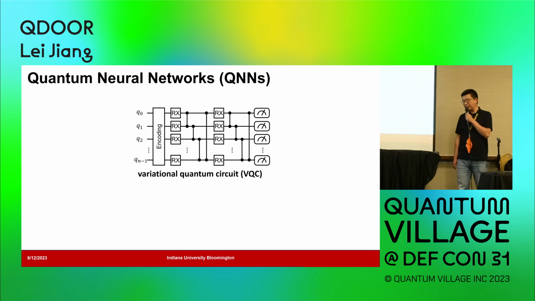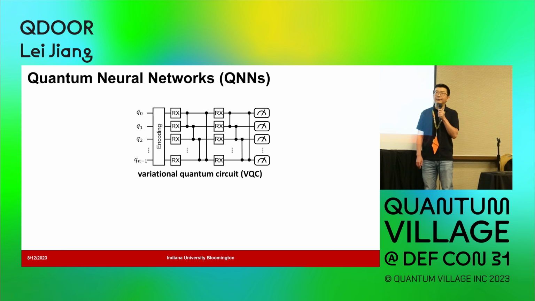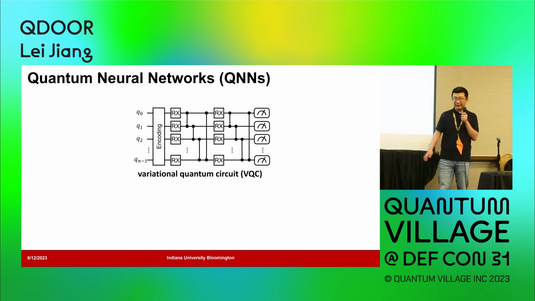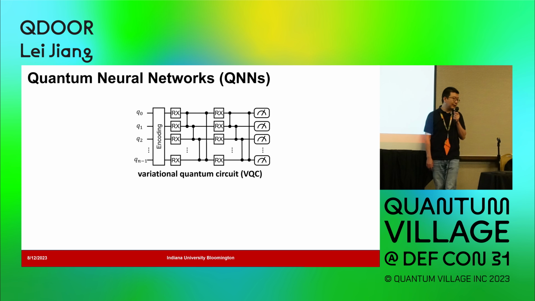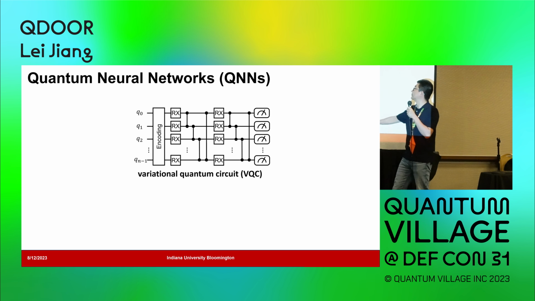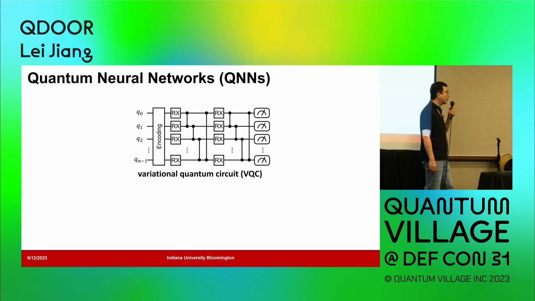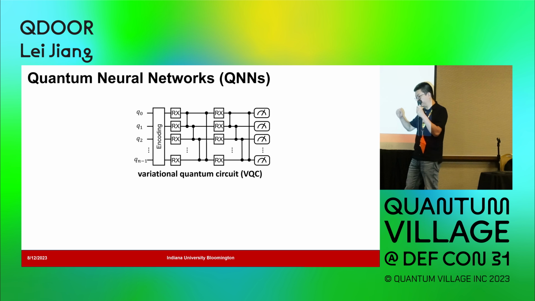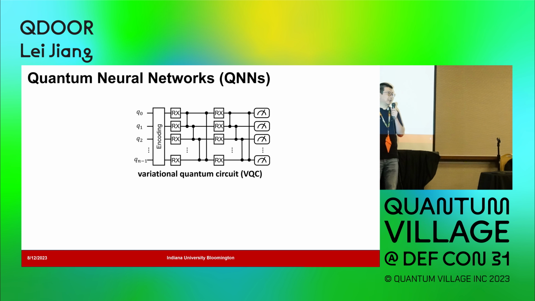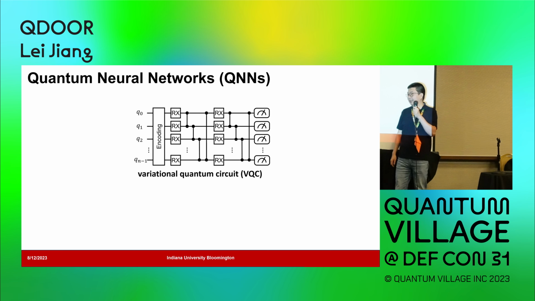A quantum neural network, a QNN, can be implemented by a variational quantum circuit like this. In this circuit, there are many quantum gates. Some of the quantum gates operate on a single qubit, like this. Other quantum gates may operate on 2 qubits simultaneously. You can consider one quantum gate as a matrix. When you apply this quantum gate to a qubit here, you actually multiply the quantum state of this qubit by this matrix.